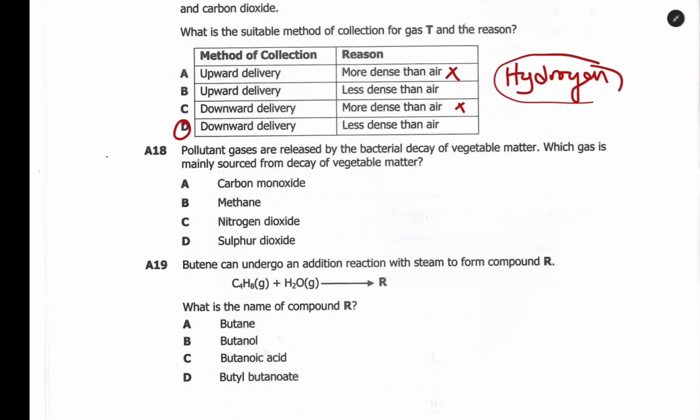Then up to question 18. Pollutant gases are released by the bacterial decay of vegetative matter. Which gas is mainly sourced from decay of vegetative matter? So decay of vegetative matter or organisms, animals, what is produced is methane. It's produced in small amount.